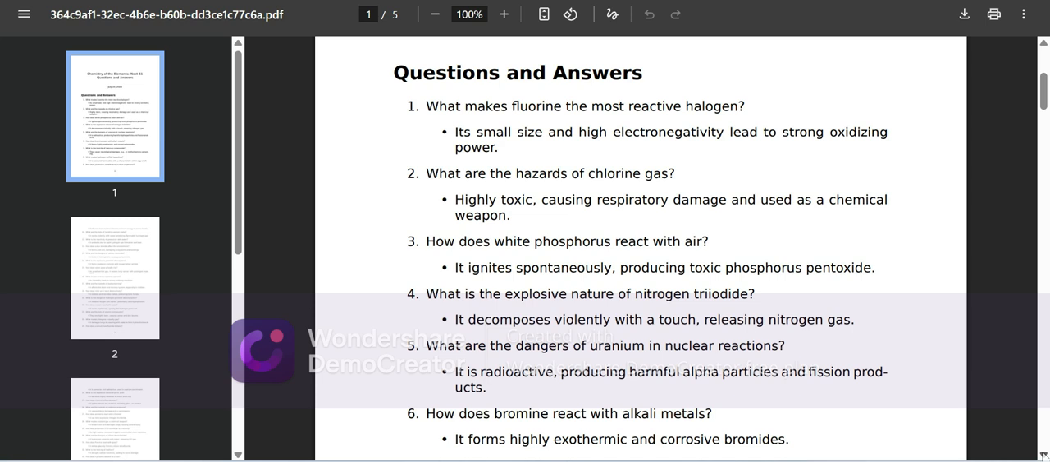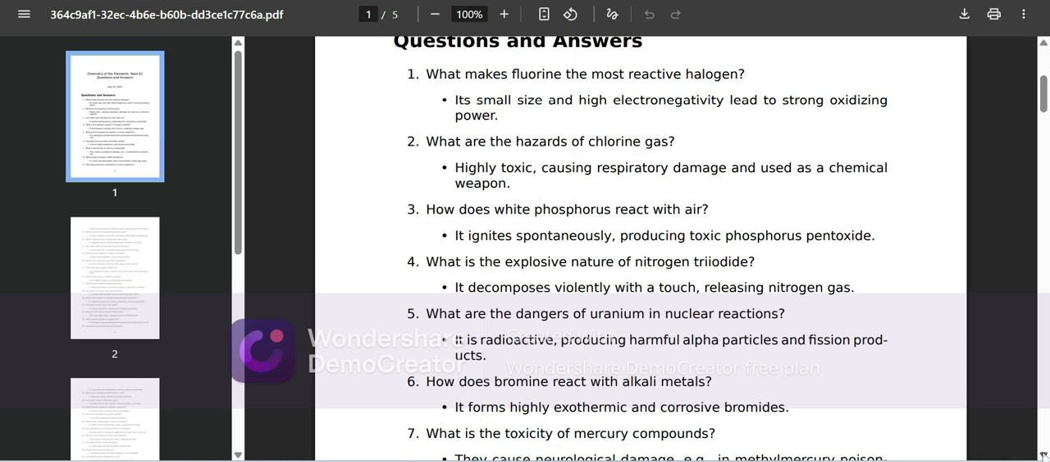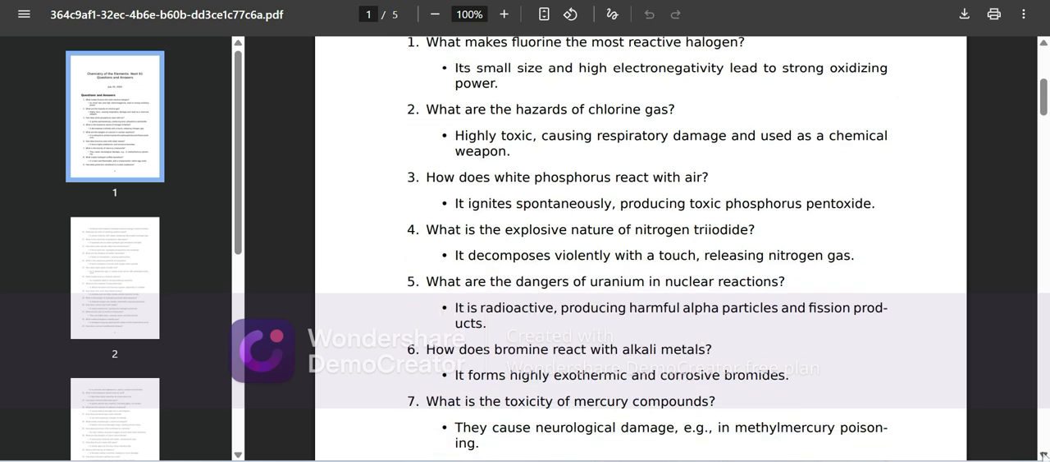What makes fluorine the most reactive halogen? Its small size and high electronegativity lead to a strong oxidizing power. What are the hazards of chlorine gas? Highly toxic, causing respiratory damage and used as a chemical weapon.